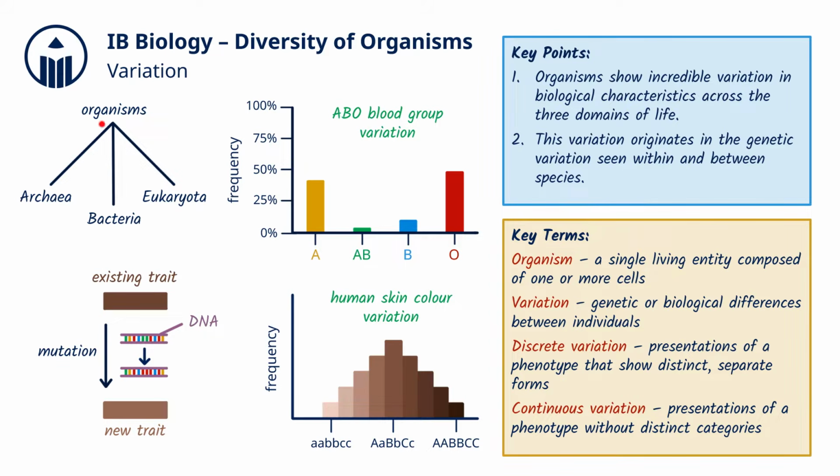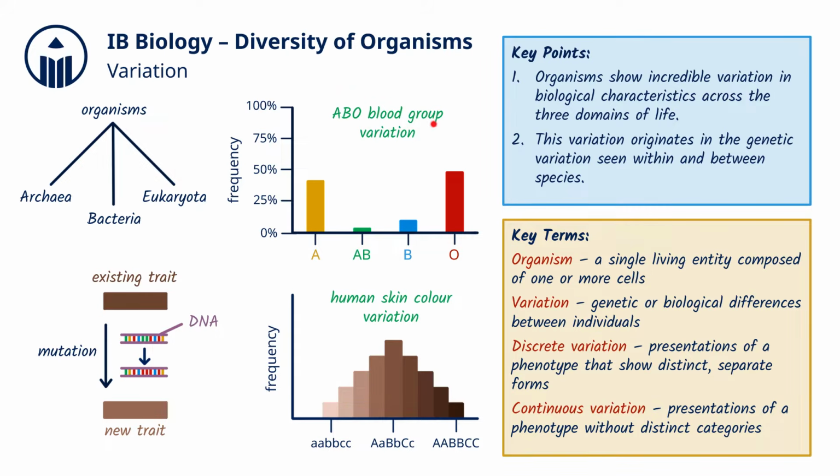This can be as simple as E. coli, a single-celled bacteria, or as complex as Homo sapiens, humans. We are multicellular eukaryotes, and each individual human has different biological characteristics, for example, blood type or skin color. Let's think about how these biological traits can vary.